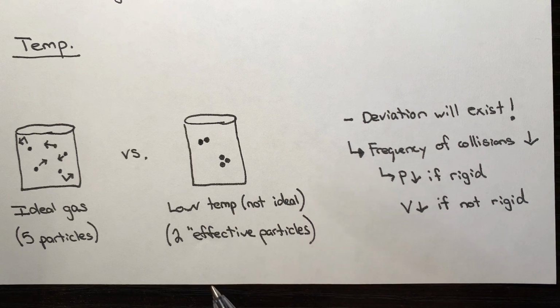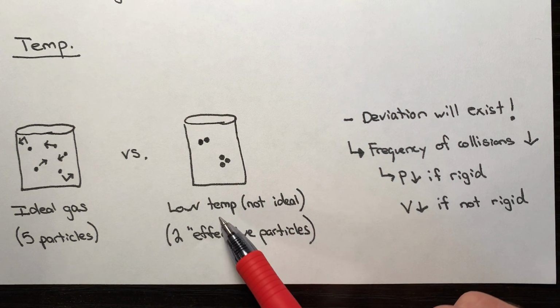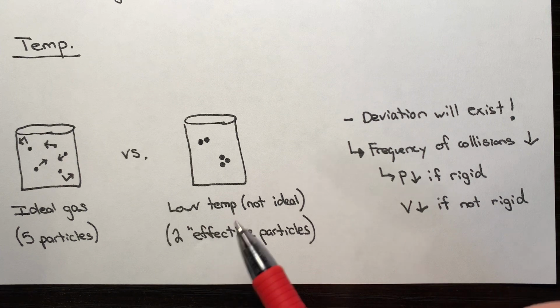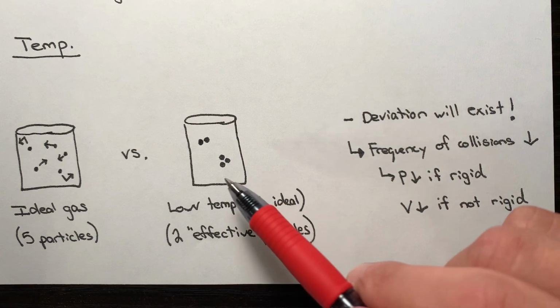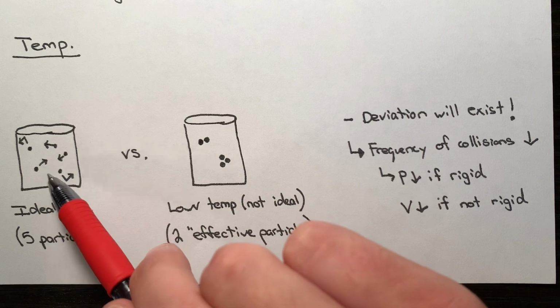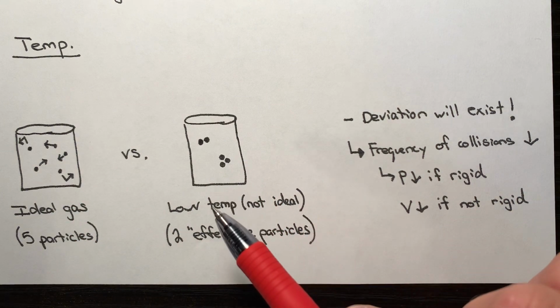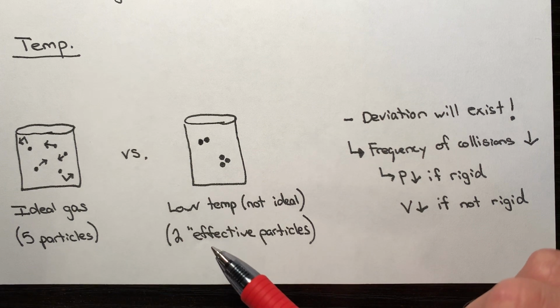At really low temperatures, keep in mind that temperature is proportional to kinetic energy. So if we have really low temperatures, that is to say that these gas molecules are all of a sudden moving very, very slowly. And when their speeds are slow, this allows for the intermolecular forces to become significant. So hydrogen bonding, dipole-dipole, dispersion, this takes 5 particles, and now all of a sudden we only have 2 effective particles.